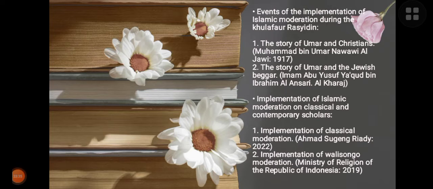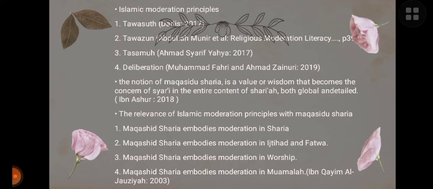Then, the fourth material is about Islamic principles and their relevance to Maqasid Sharia. There will be three discussion points here. The first point is about the principles of Islamic moderation. They are principles of Islamic moderation, namely tawasud, tawazun, tasamuh, and deliberation.